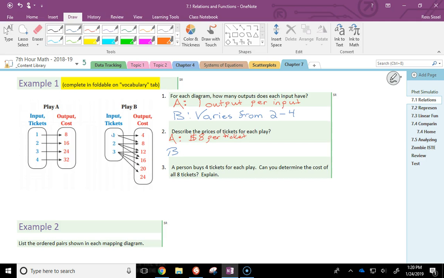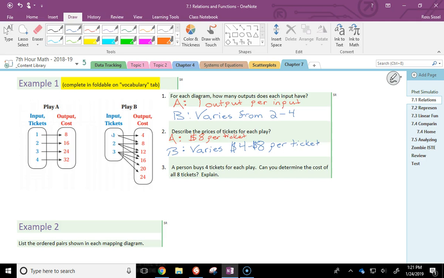How about play B? Nathaniel? It varies from $4 all the way to $8. So in our play B, it varies the cost. Sometimes it costs $4, sometimes it costs more. And it went all the way up to $8.